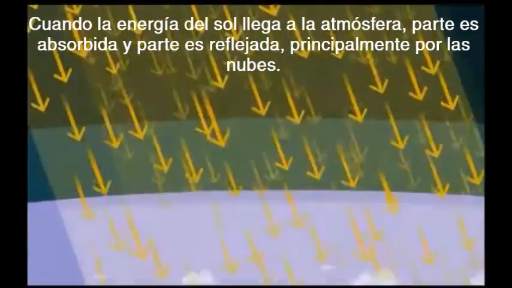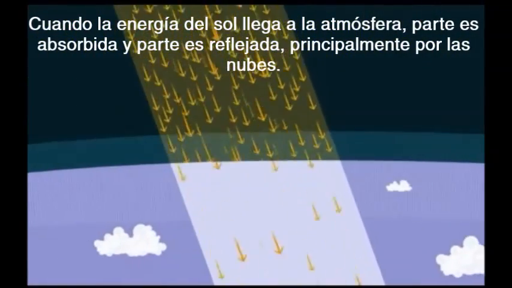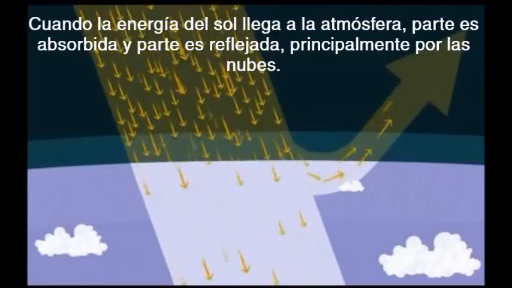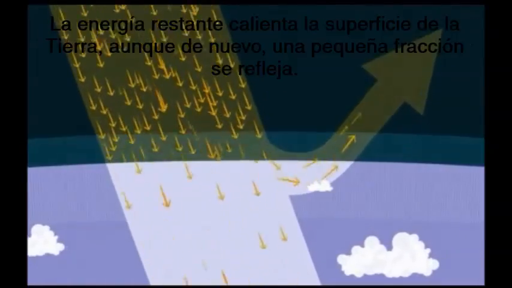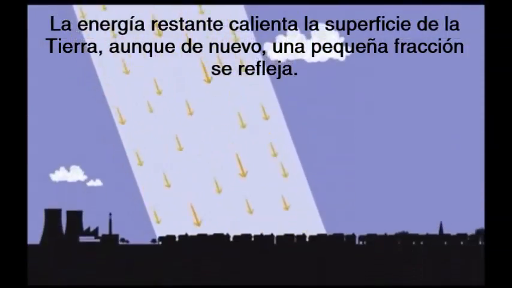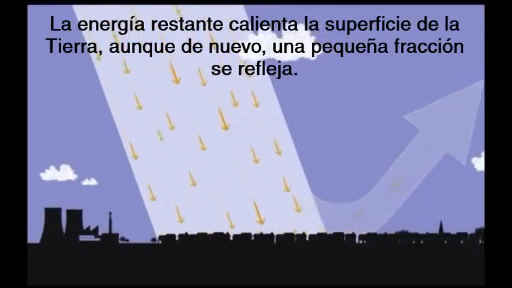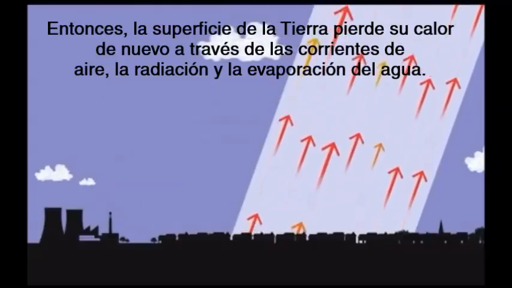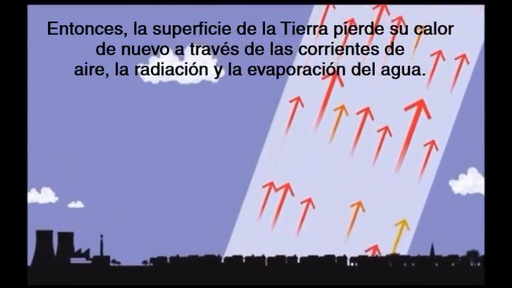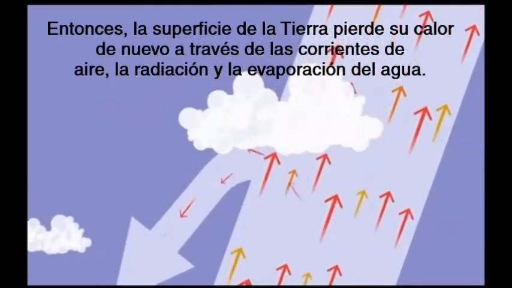When the energy from the sun reaches the atmosphere, some is absorbed and some is reflected, mainly from clouds. Most of the remaining energy heats the Earth's surface, although again a tiny fraction is reflected. The Earth's surface then loses its heat again through rising air currents, radiation, and the evaporation of water.